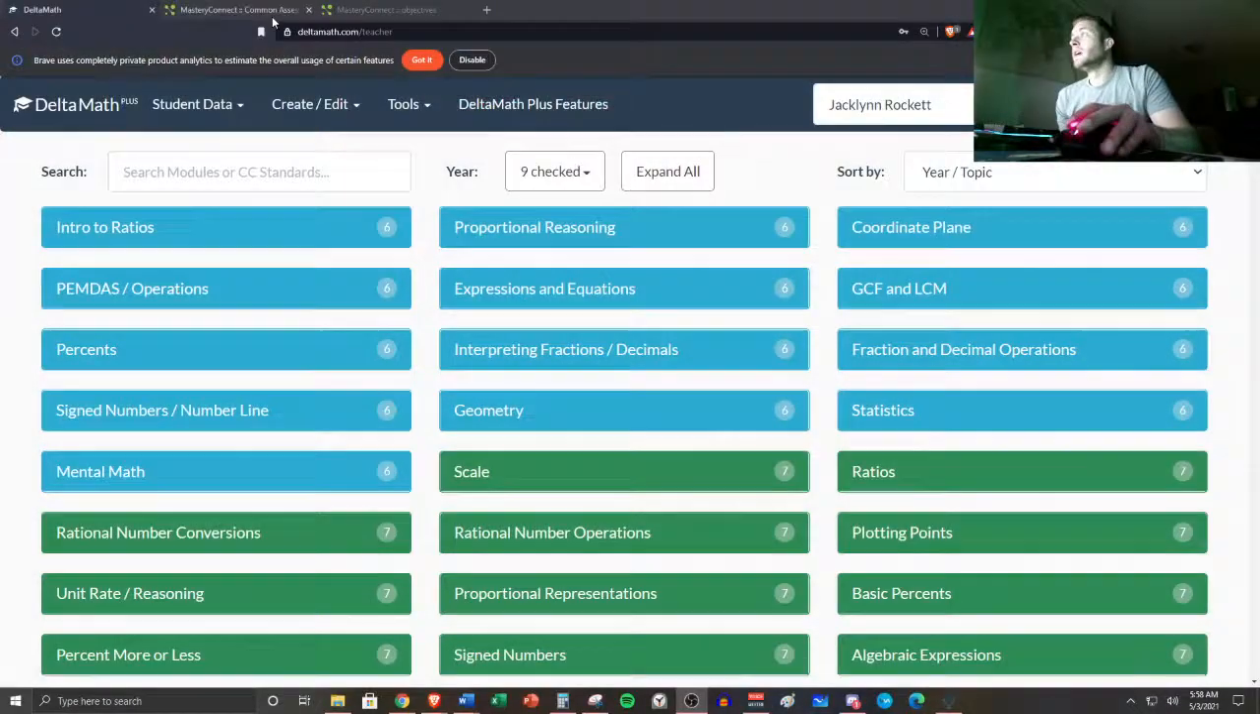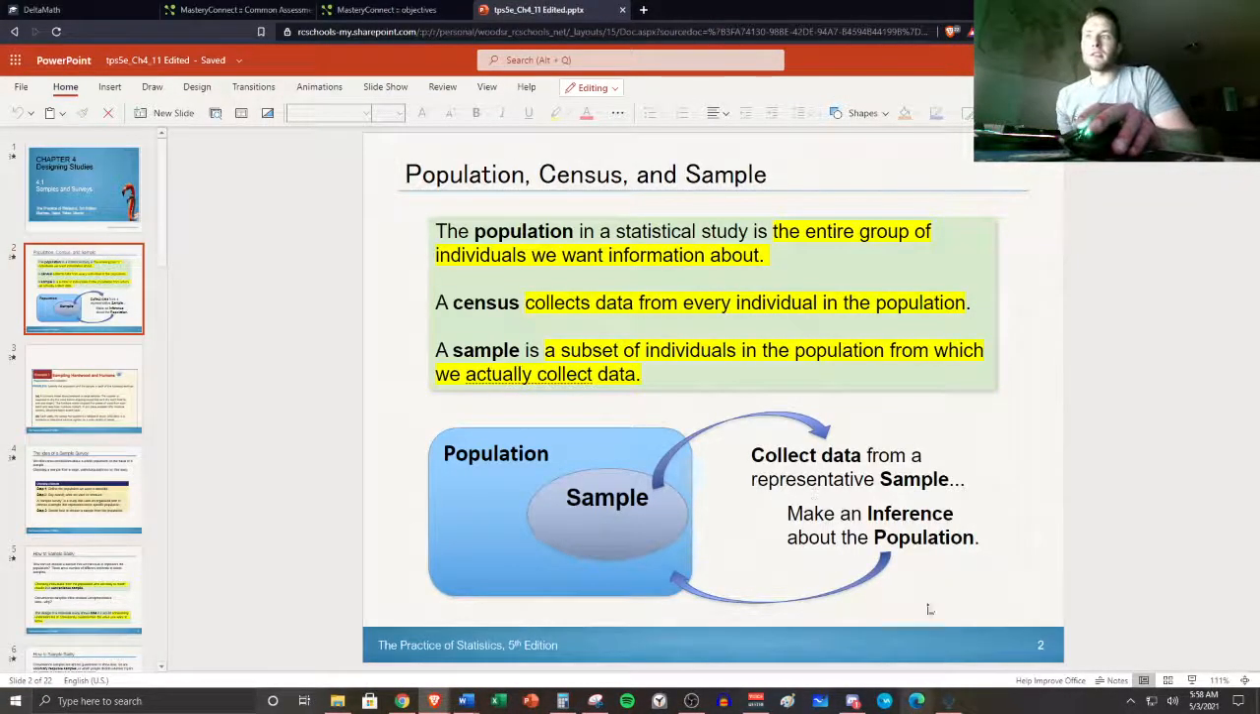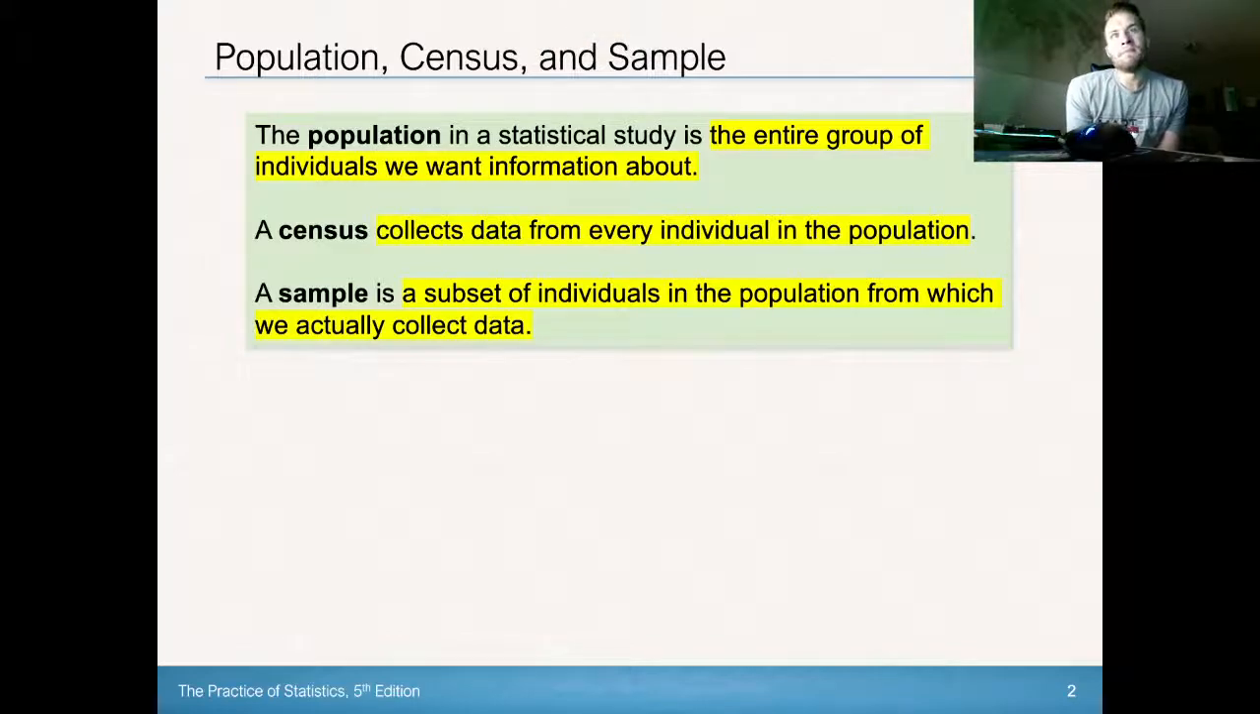All right, so there's not going to be a Delta Math over this unit. And stats is a very different type of math. There's no doubt about that. It's just a different type of math. A lot of it, you talk about a lot more things than you do solve equations, and look at examples and talk about ideas. So the first thing we're going to do is start by writing down some definitions.